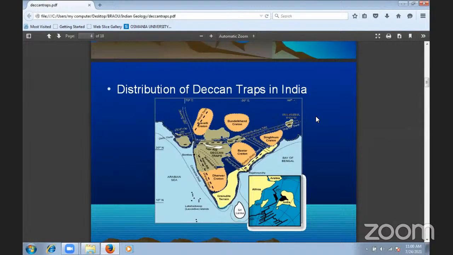You can see here the distribution of the Deccan traps in India. This gray color indicates where the Deccan traps are distributed. It is located between the Dharwar Craton and nearby the Aravali and Bundelkhand Cratons, and also it is surrounded by the Bastar Craton.